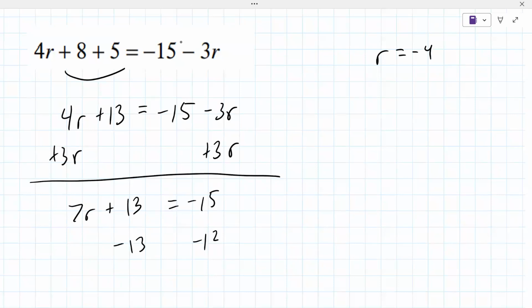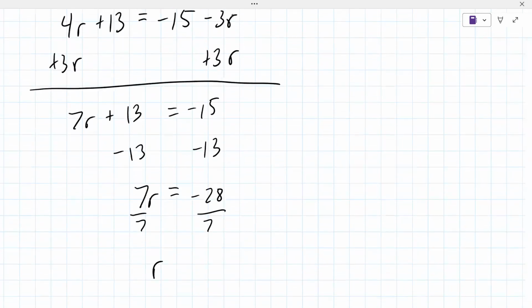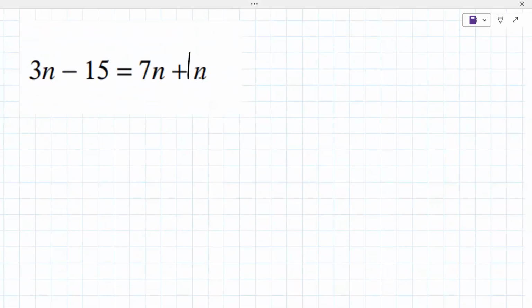Subtract 13 from both sides. And you get 7R equals minus 28. Divide by 7. R equals -4. Good. Really good on that. So here you go. Here's one more to try before we move on to something new.